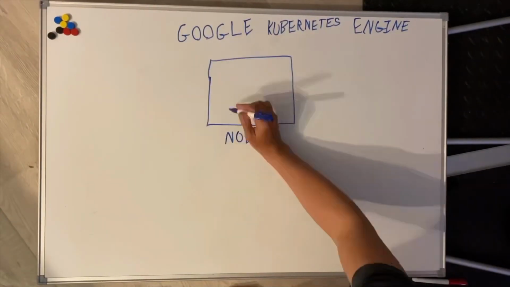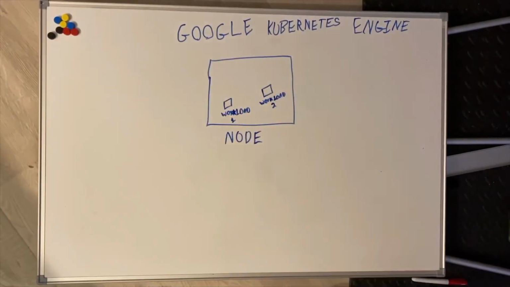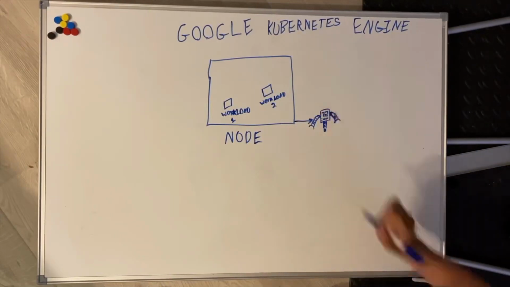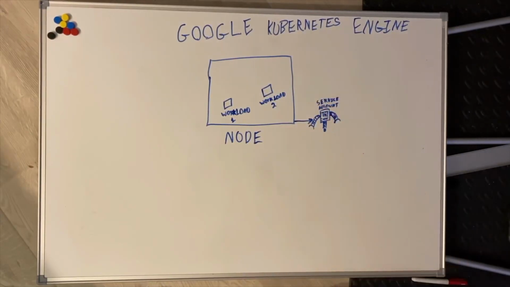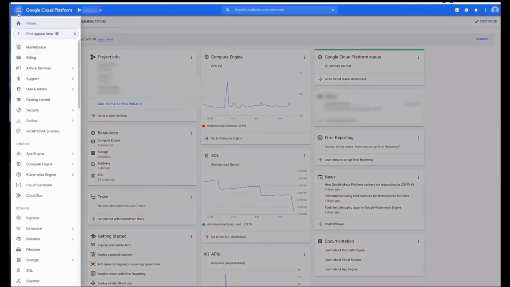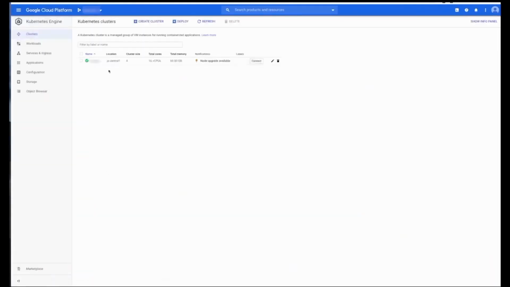If you're familiar with Kubernetes, you have a bunch of nodes, and within those nodes you have workloads. In GKE, those nodes are powered by VMs, and those VMs have service accounts attached to them. If we take a look at console, we can see a Kubernetes cluster here that's powered by 4 underlying nodes.